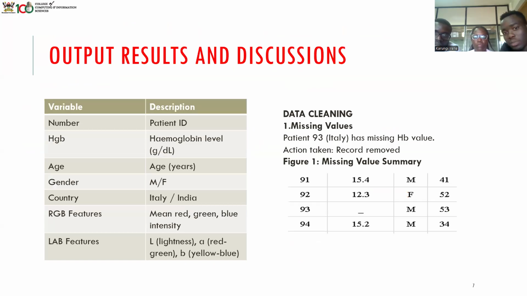And then here we have the output results and discussions. We have our variables and their descriptions, and then we do some data cleaning. For data cleaning, we find the missing values, where in Italy, 93 patients have missing hemoglobin values. And if we come back here, we have our variables: the patient number, patient ID, hemoglobin level, age, gender, country, and then the color features and the lab features also.